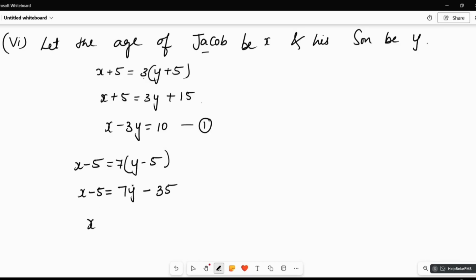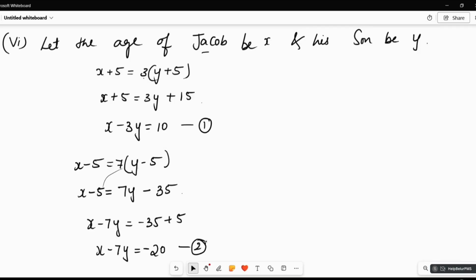So x minus 7y is equal to minus 35 plus 5. I am transposing the minus 5 here, and minus 5 will become plus 5. So x minus 7y is equal to minus 35 plus 5, or x minus 7y is equal to minus 30. Second equation.